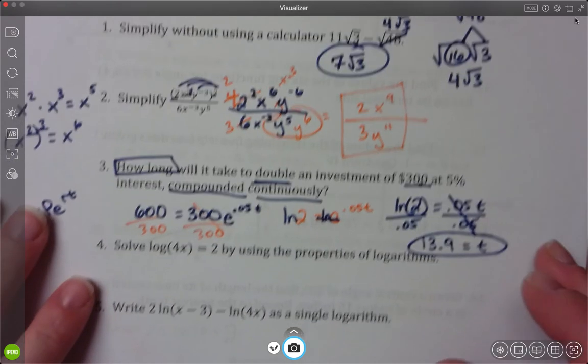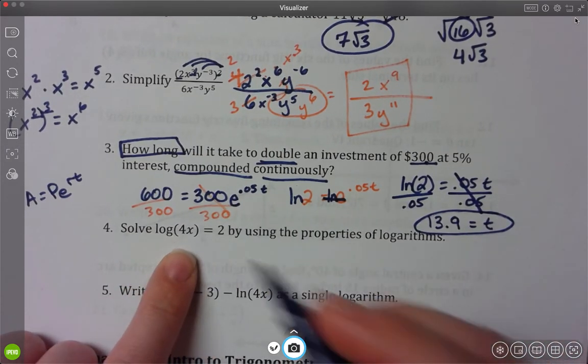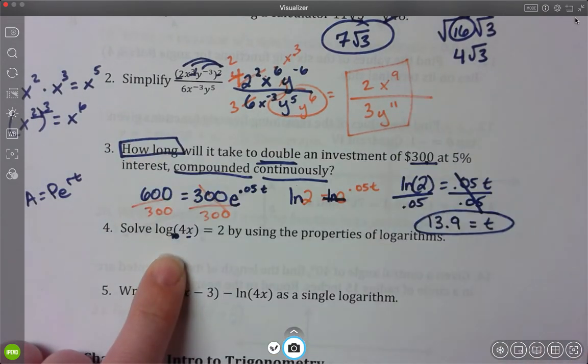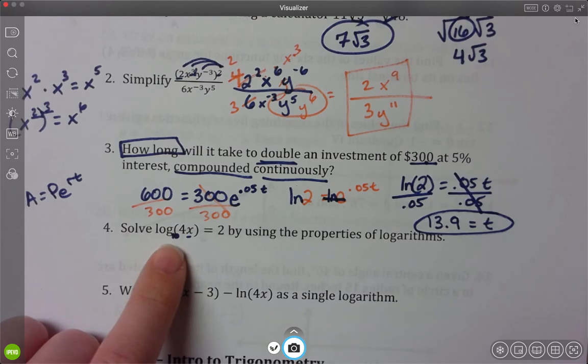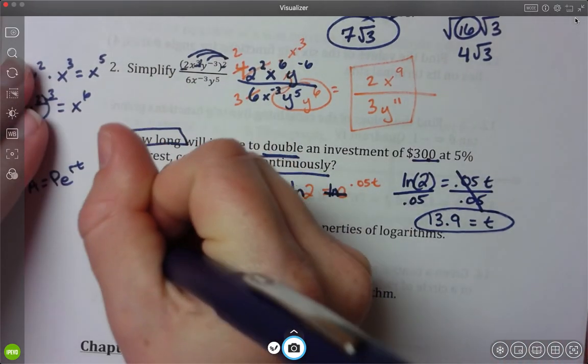Okay, all right, number 4. Log of 4x equals 2. They want us to solve for x here. The thing that I'm going to start out by doing is put a base of 10 in there, because if there's no base there, the base of that log is 10. And a lot of times if you're trying to solve a log and you don't know what to do, let's switch it to an exponential function.